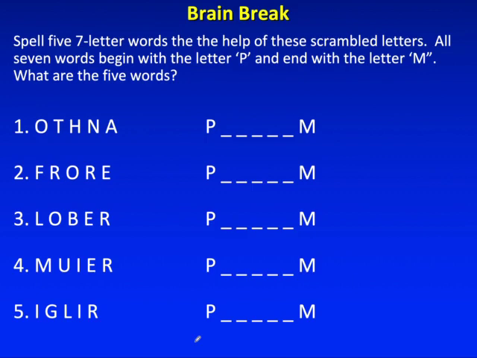Oh, we got another brain break? Holy smokes. Spell 5 7-letter words with the help of these scrambled letters. All the 7 words begin with the letter P and end with M. What are the 5 words? Oh, gracious goodness. I'll wait 5 seconds. I can't solve the first one. It's driving me crazy.